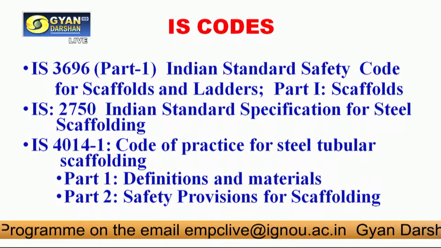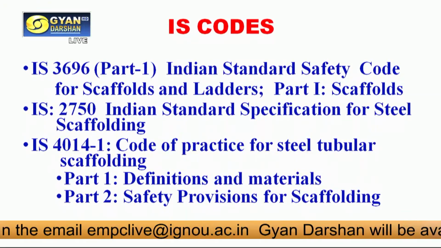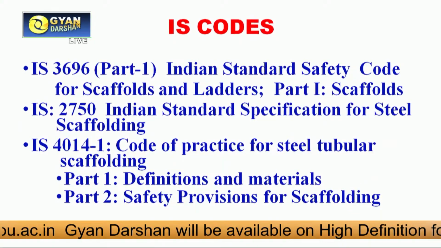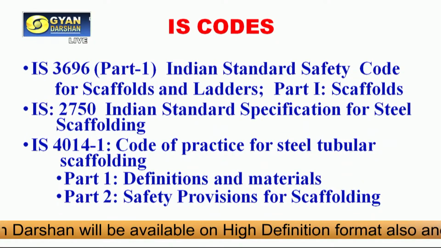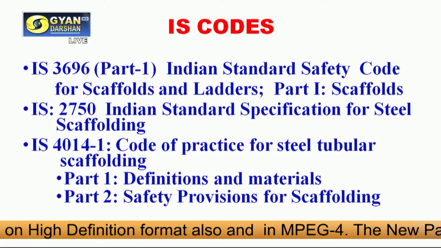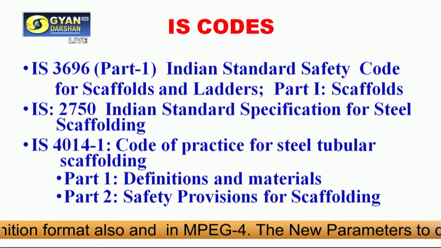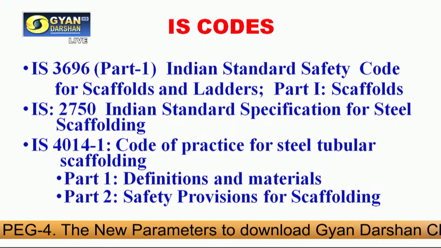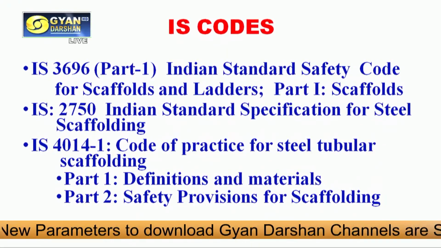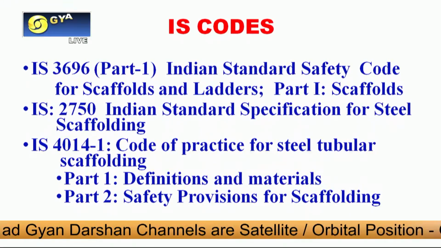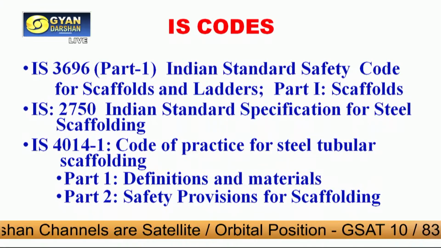IS 3696 part 1 is the Indian standard on safety code for scaffolds and ladders, and part 1 of this code covers the scaffold work. IS 2750 is the Indian standard specification for steel scaffolding. Then IS 4014 is the code of practice for steel tubular scaffolding.